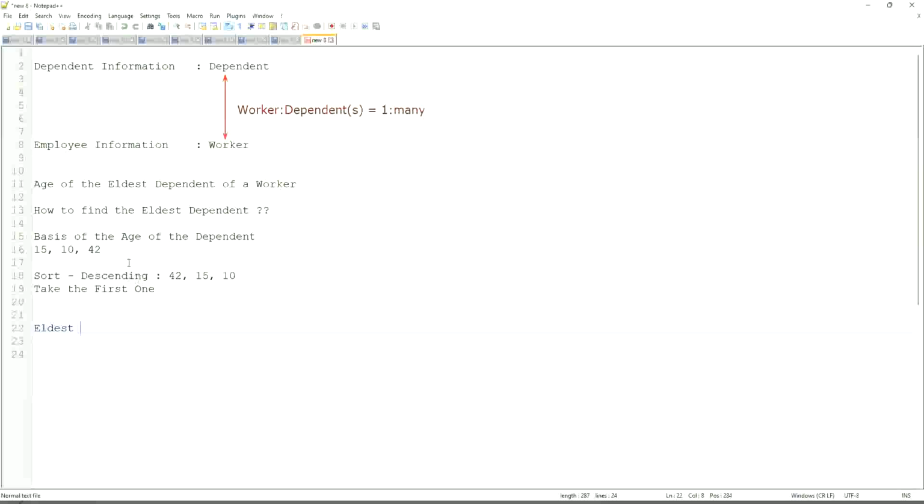If somebody has only one dependent age 35, will our logic work in that case as well? We sort descending. So it will be 35. Take the first one. 35. Right, so our logic works. If there are multiple, even more.